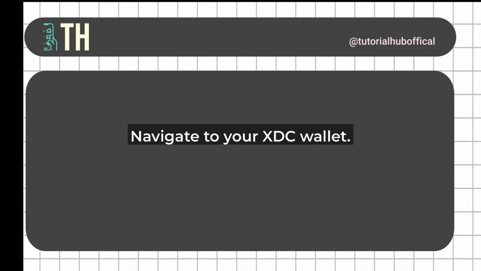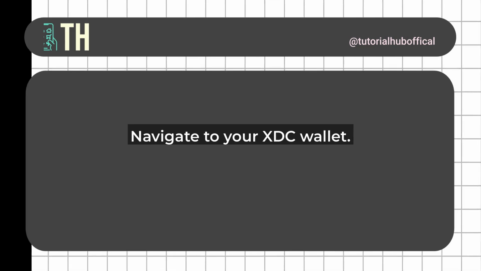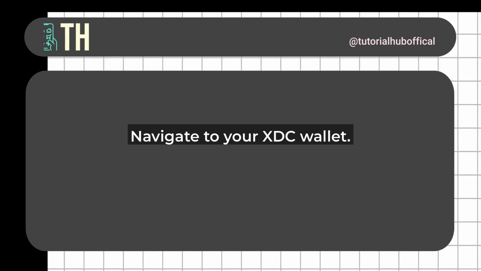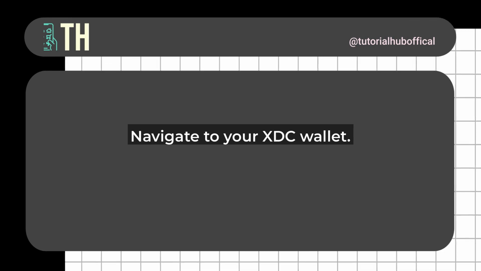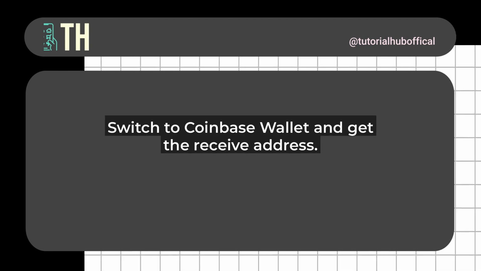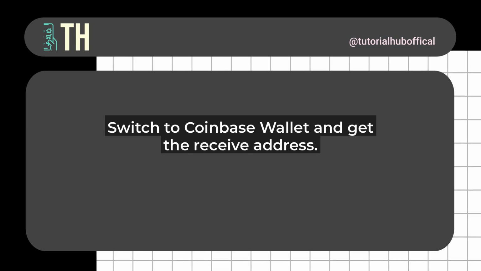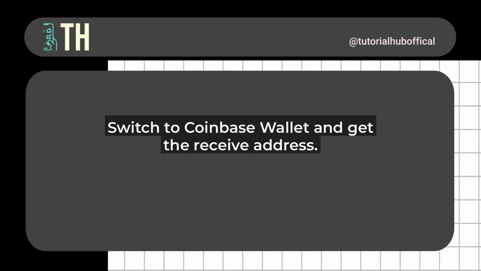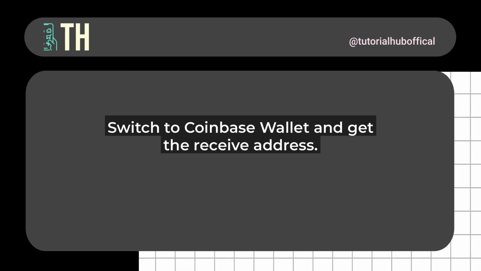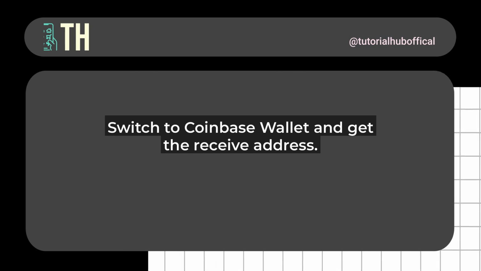First things first, make sure you have both the crypto.com app and Coinbase Wallet app installed and updated on your device. Start by opening the crypto.com app and logging into your account. Once you're in, navigate to the Wallets section and select XDC from your list of assets. You'll see your current XDC balance. Double-check that you have enough to cover the transfer plus any network fees.